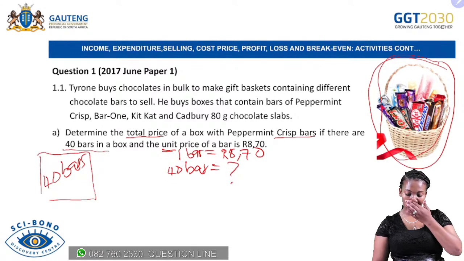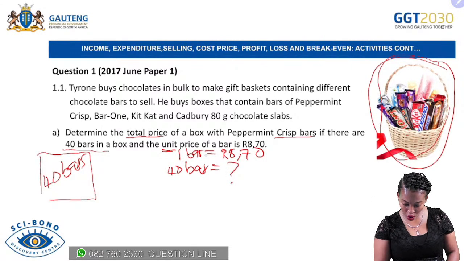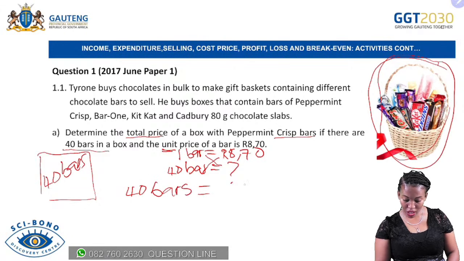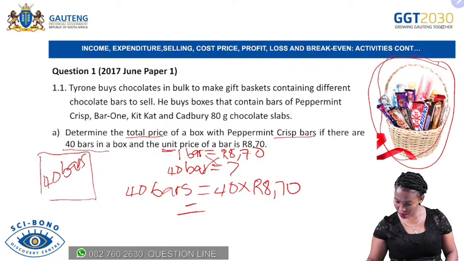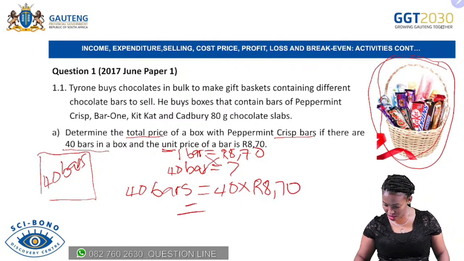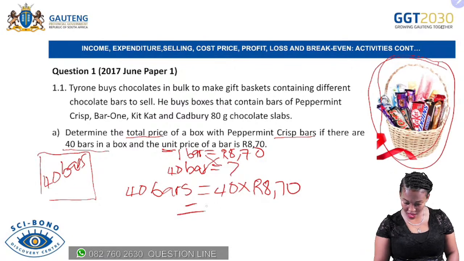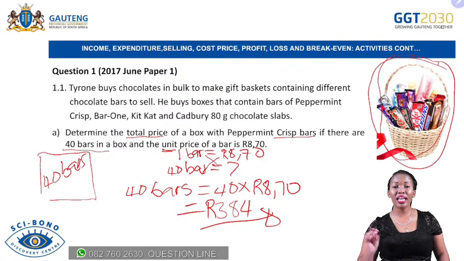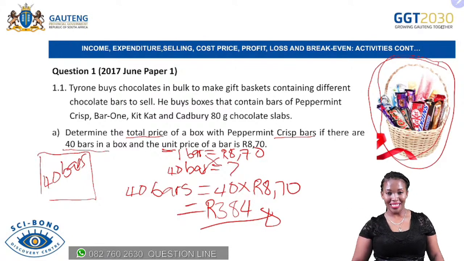From here, guys, it is your favorite method, cross multiplication. So for 40 bars, you will pay 40 multiplied by 8.70 rand. So 40 multiplied by 8 rand 70 equals 384. It means if you wanted 40 bars, you will pay 384 rands.